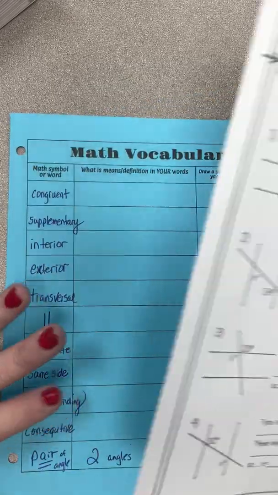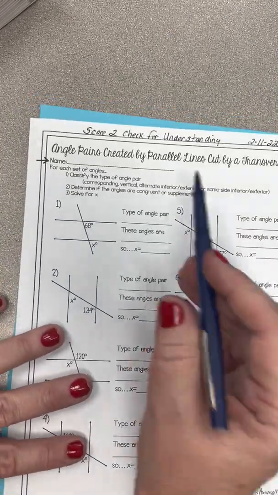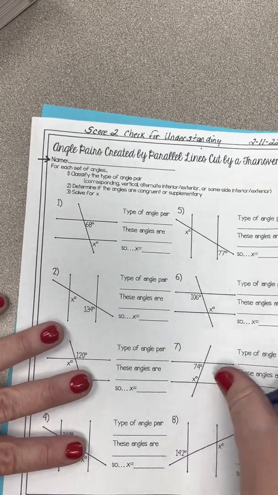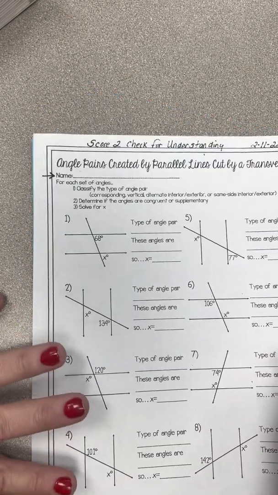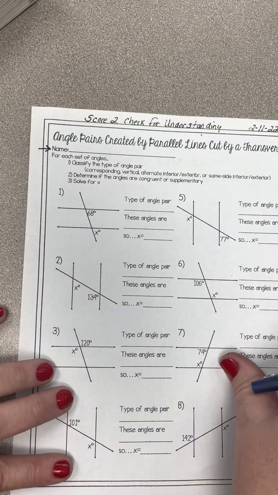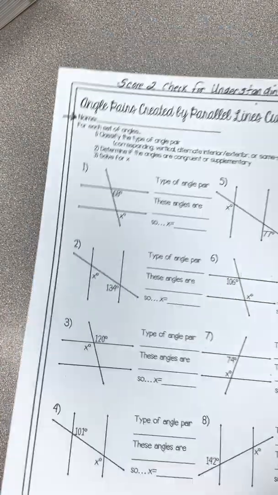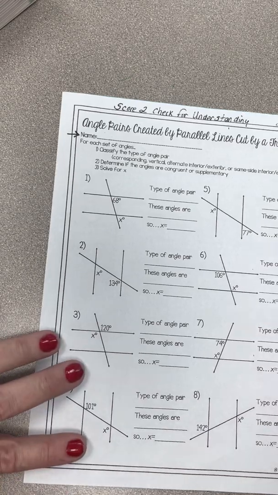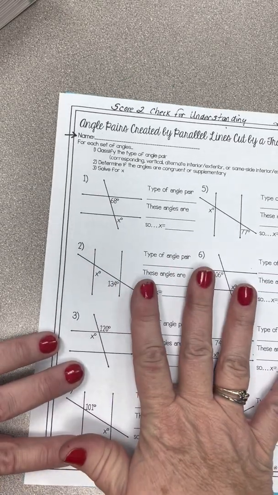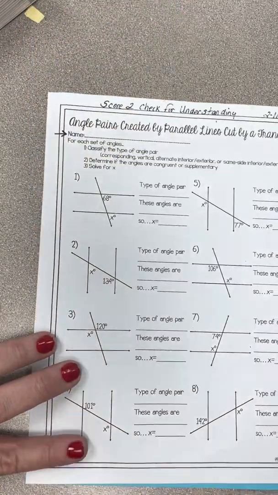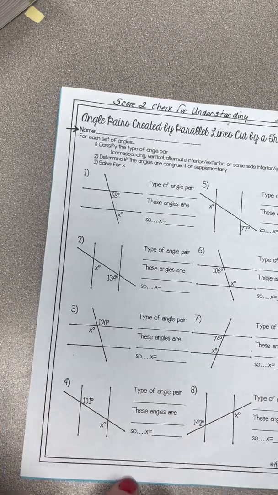And today we went over the score 2 check for understanding. Our scores were not very good. So we're taking a step back and we're going to talk about it a little bit more. And then we're going to take notes on the meanings of these words. All right, so what I had everybody do is look at what they did on their score 2, and we had highlighters. Everybody had 2 highlighters.